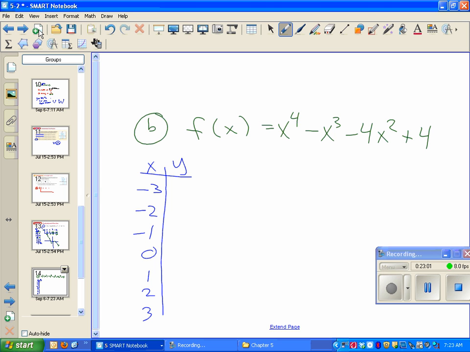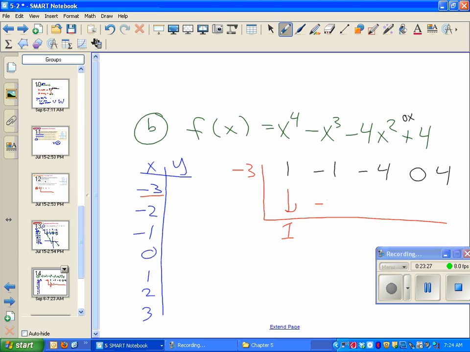So when you set up your synthetic substitution, we'll just start with -3. We're going to put -3 on the outside, and we do need a placeholder. So we have 1, -1, -4, 0, because there's no x term. That's 0x, and then 4. So we're going to bring down the 1 again. That's kind of like the pinball.